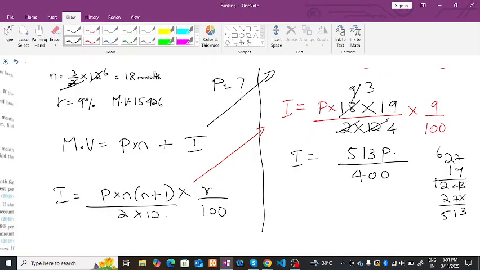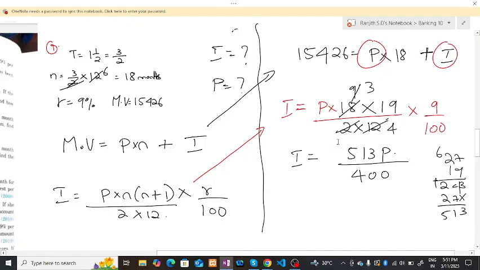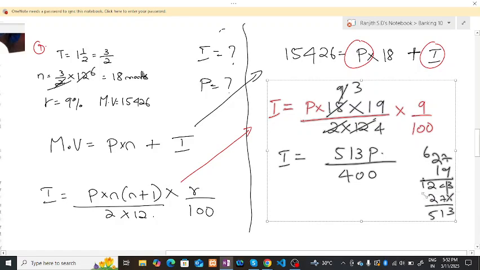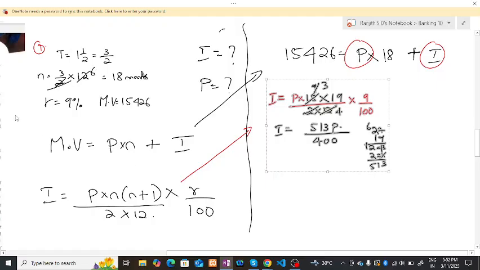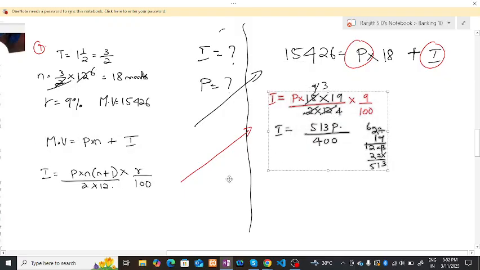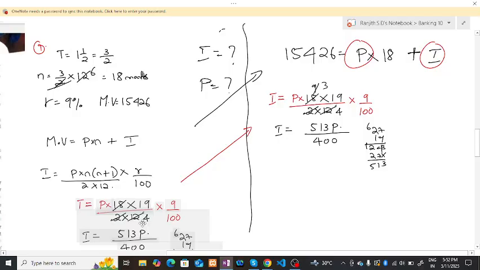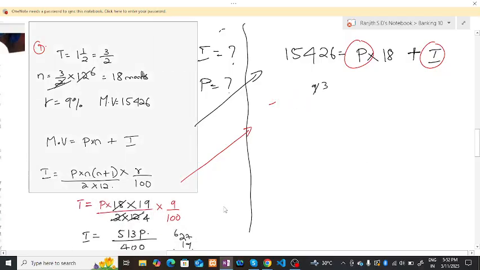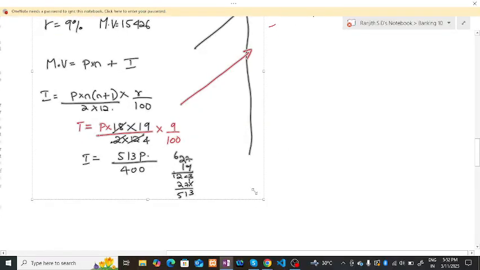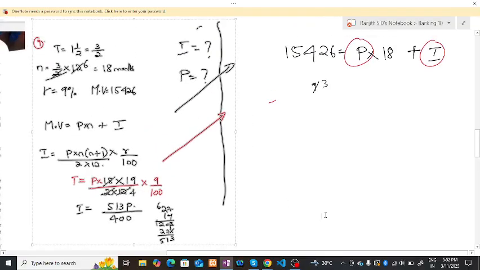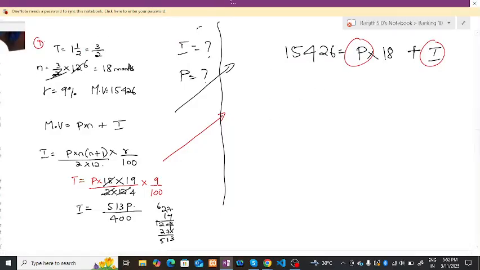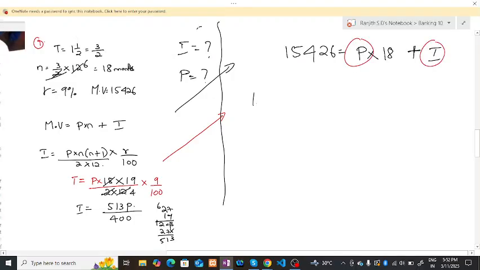If all of you have done till here, I'll erase it. Completed till this part? Shall I erase this? Okay, I'll keep this below. You can copy it later. So we got the I value.